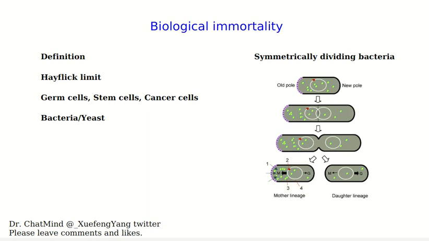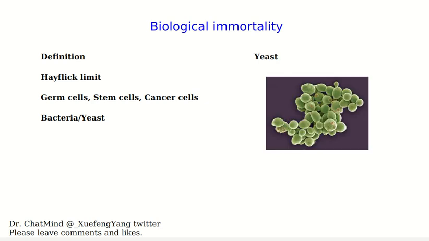Certain unicellular organisms, such as bacteria and yeast, can also achieve biological immortality through symmetrical division, because symmetrically dividing bacteria and yeast do not experience senescence like multicellular organisms. Aging in multicellular organisms is often associated with DNA damage, mutation accumulation, and cellular senescence. In contrast, single-celled organisms such as bacteria and yeast divide symmetrically, meaning that both daughter cells receive equal amounts of cellular components, including undamaged DNA, during each division. This means they can theoretically divide indefinitely without accumulating age-related damage or mutations.